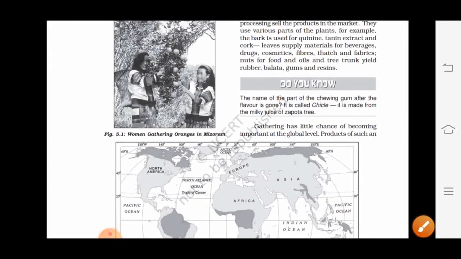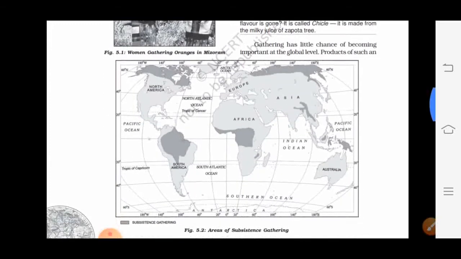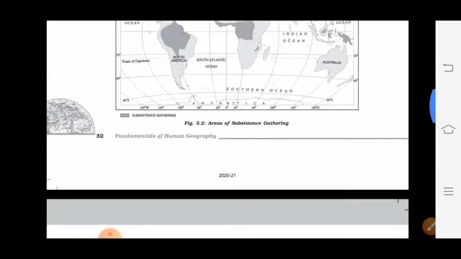However, gathering is losing its form or base. Why? Because the products that are sold in the market today are becoming synthetic in nature.